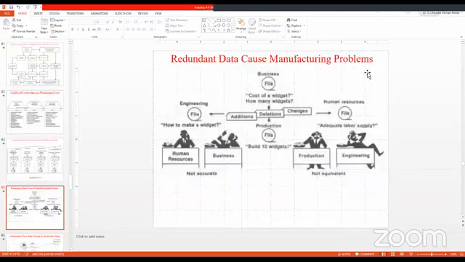Redundant data cause manufacturing problems. There are going to be problems because when they are not equivalent, they are not accurate. How to make engineering additions, deletions, changes, and then file. So there are a hell of a lot of differences that are going to arise in traditional systems. This redundant data causes manufacturing problems.